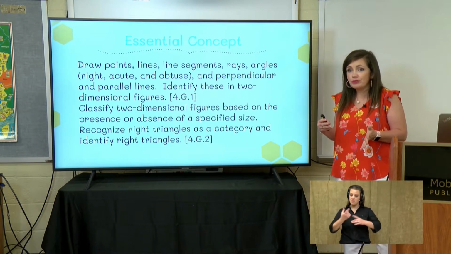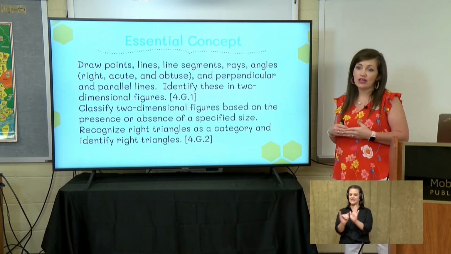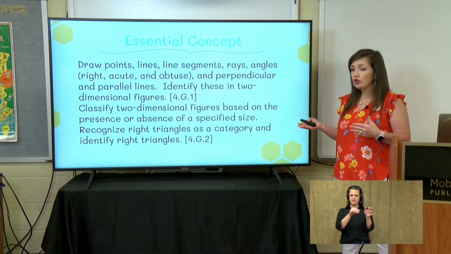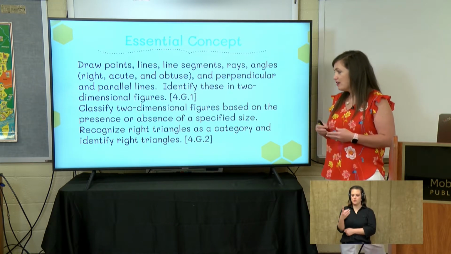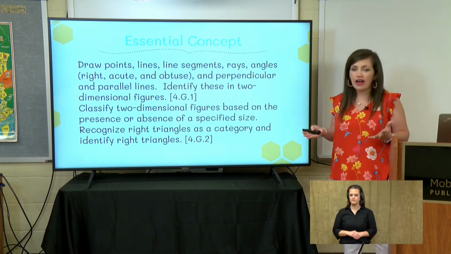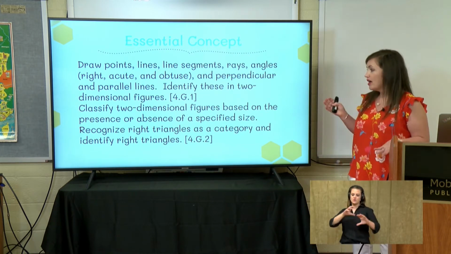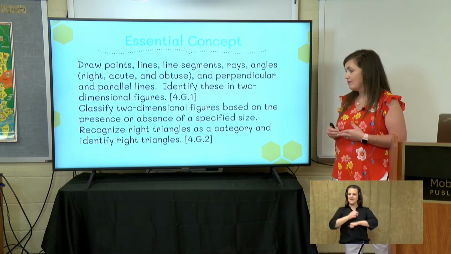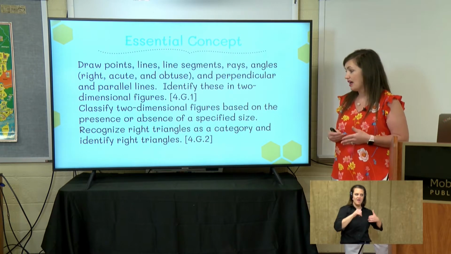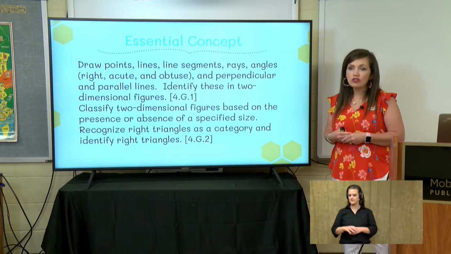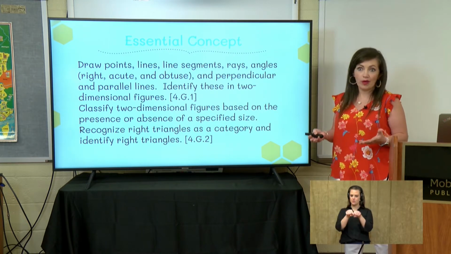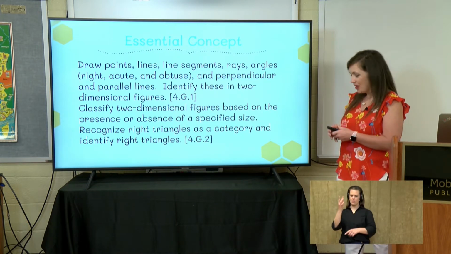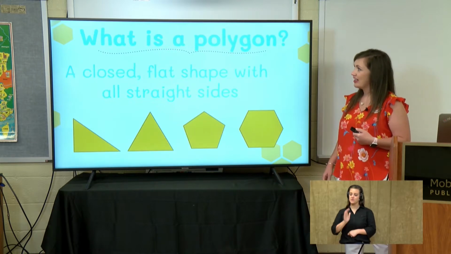Today, we are going to identify those types of lines and angles in two-dimensional figures. All right, and then we're going to classify those two-dimensional figures based on the presence or absence of a specific size. All right, and we're also going to talk about the different triangles, like a right triangle, and what makes it a right triangle. So let's go ahead and get started, guys.